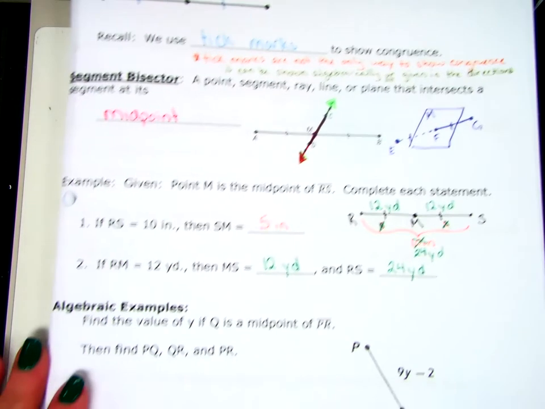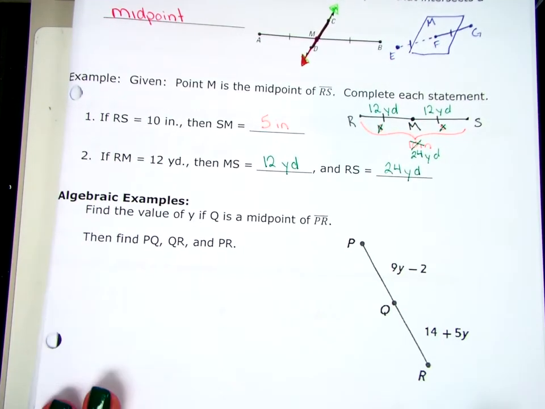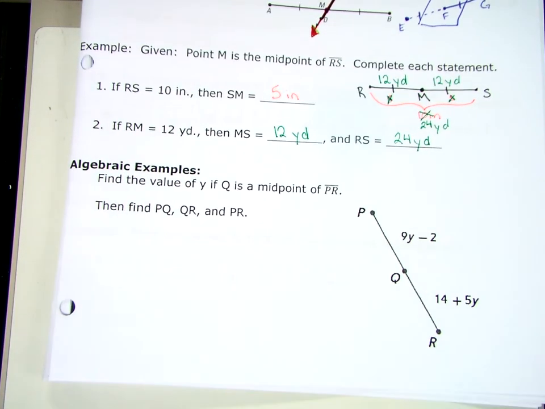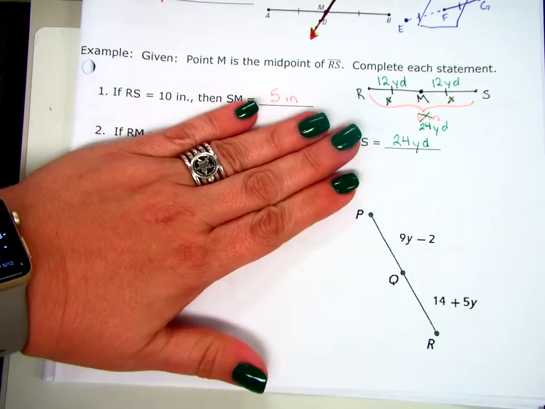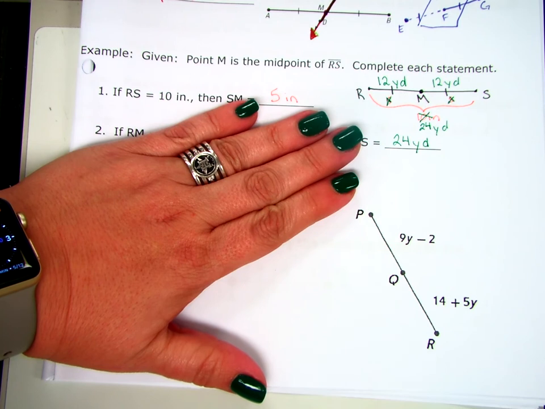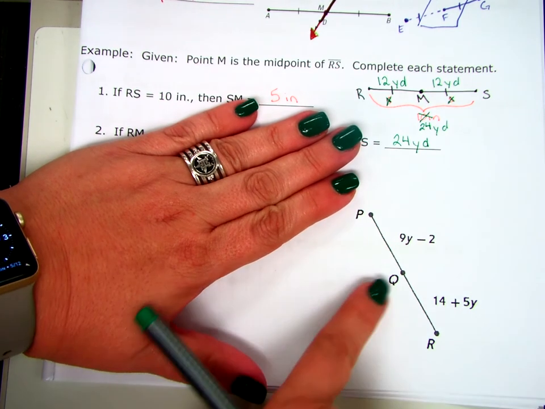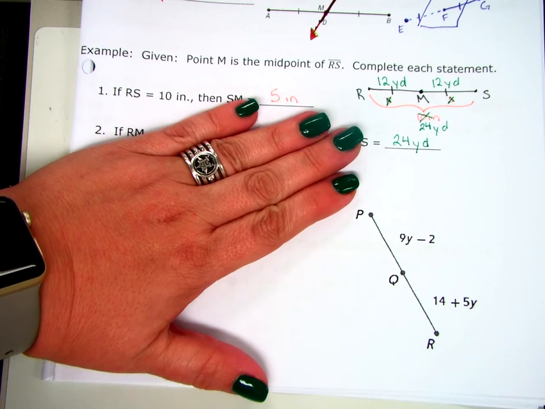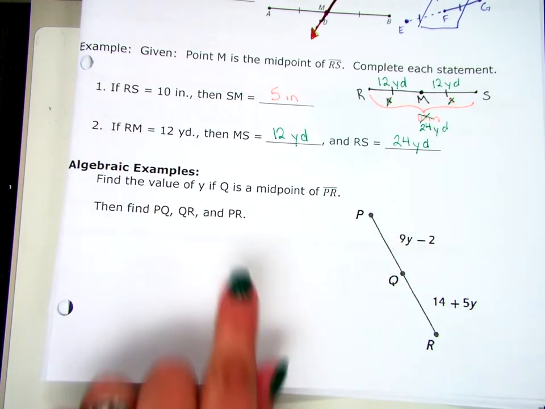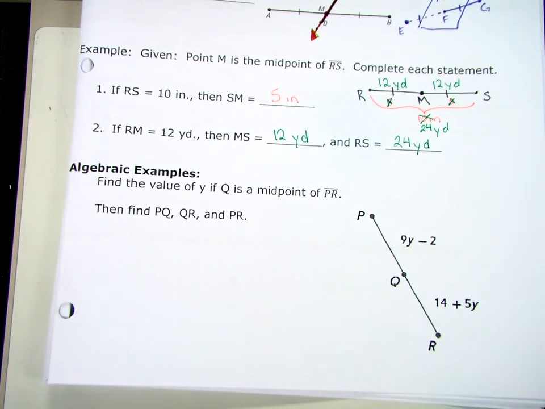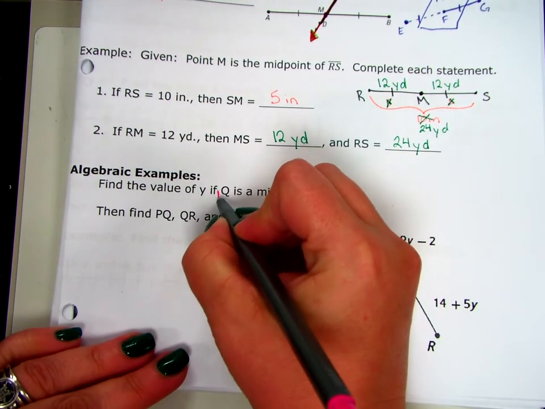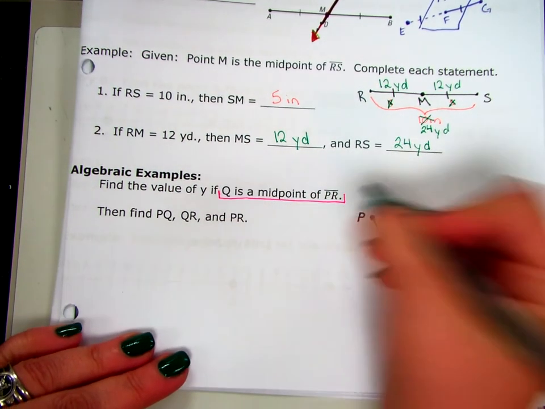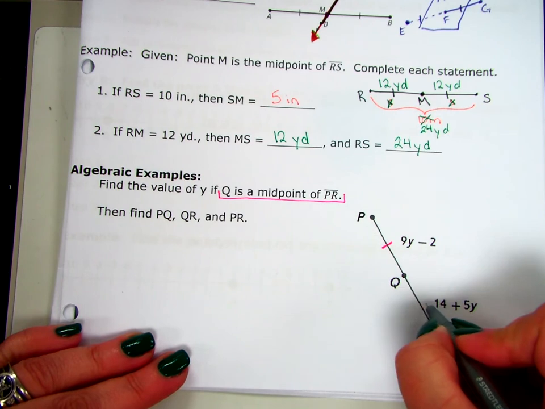Okay. Now, we have to throw some algebra in there. Find the value of y if Q is a midpoint of PR. So if we hadn't read any directions, we might assume Q is in the middle, but we're not allowed to just assume, right? It looks kind of like it's in the middle of P and R, but we can't say it really is until we see here that it says Q is a midpoint of PR. So that means I'm allowed to go like this and like this.